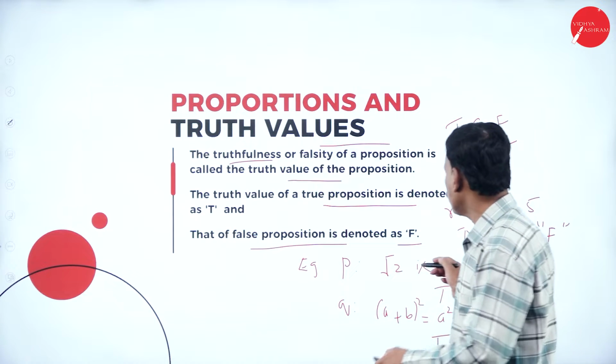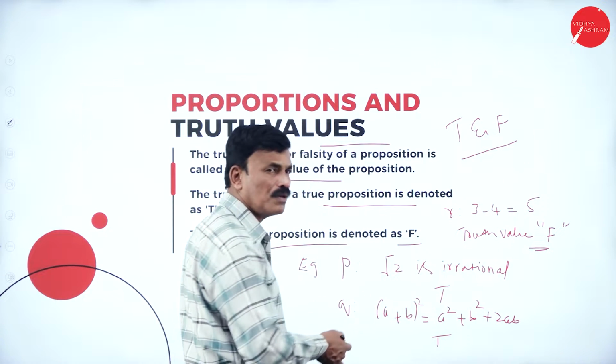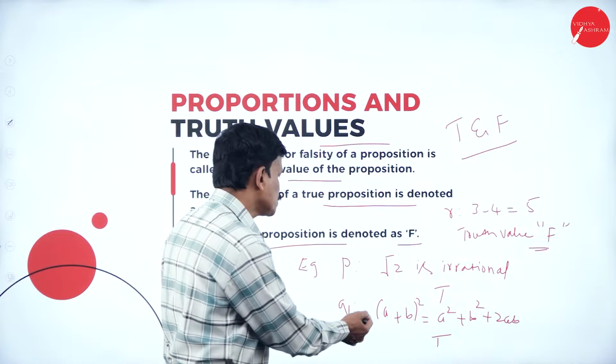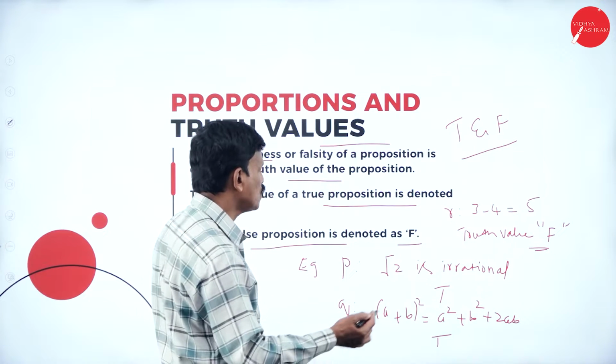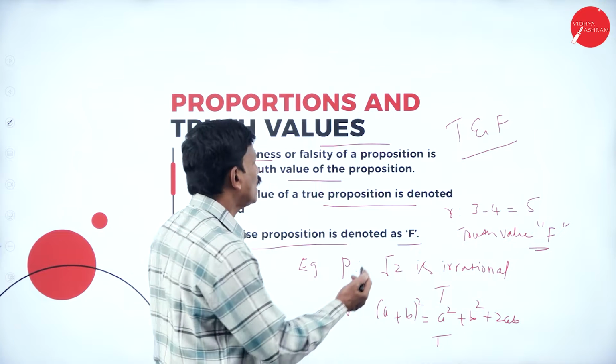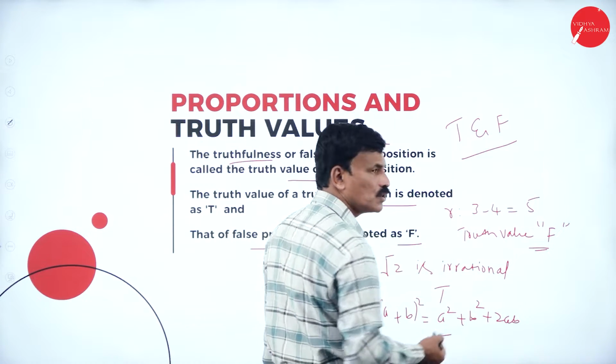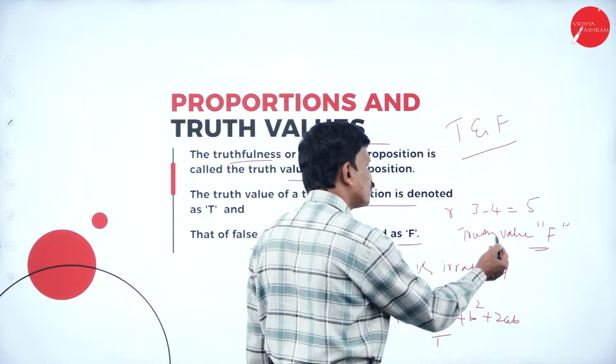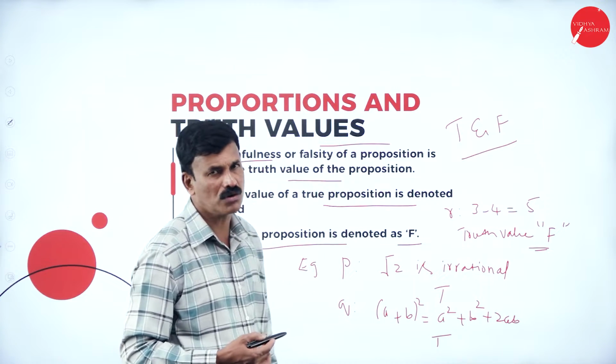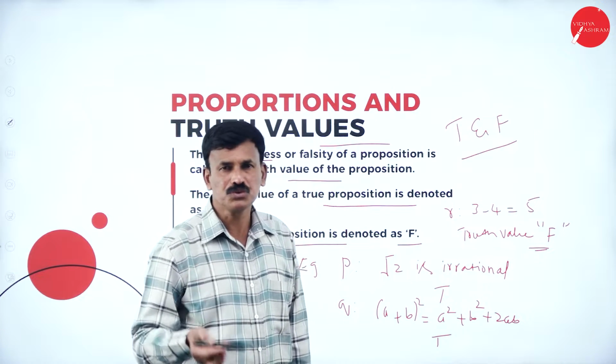So, in this example, root 2 is irrational, the truth value is T, and Q, (A plus B) whole square is equal to A square plus B square plus 2AB, that is true. And the statement R, what is R? 3 minus 4 is equal to 5. This is wrong, therefore, the truth value of the statement is false. These are called the truth values.